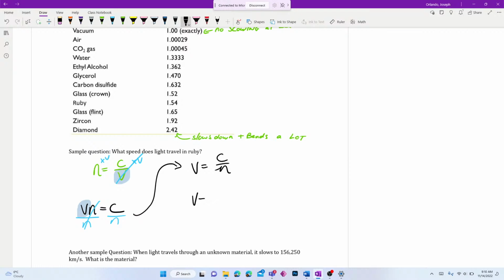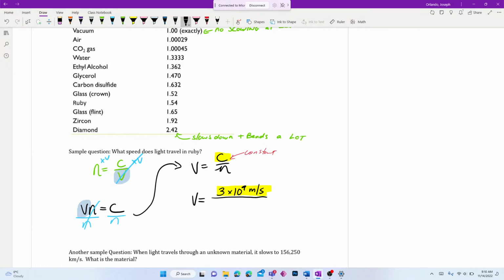Okay, and then we can actually put numbers in here because we know C. What is the speed of light? Yeah, 3 million meters per second, right? Which I can say as 3 times 10 to the 9. If you want to write 3 million, that's cool. So that is a constant. This we know.